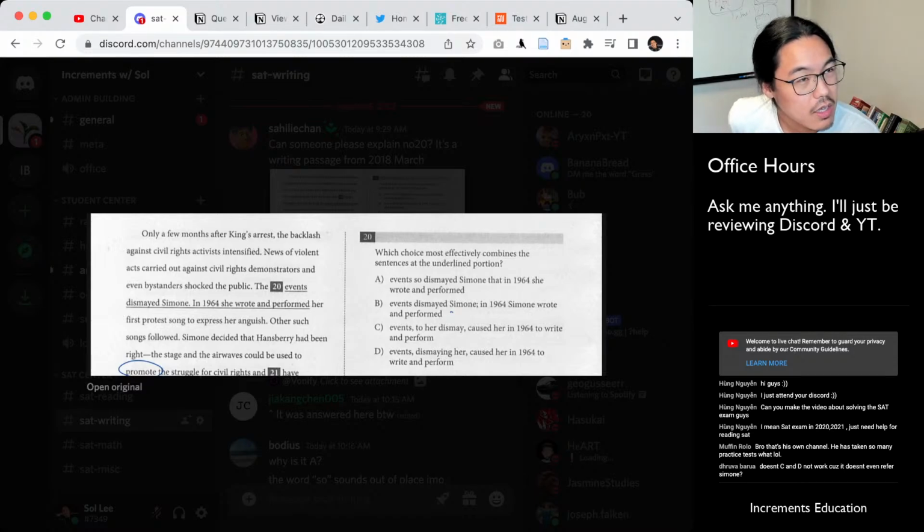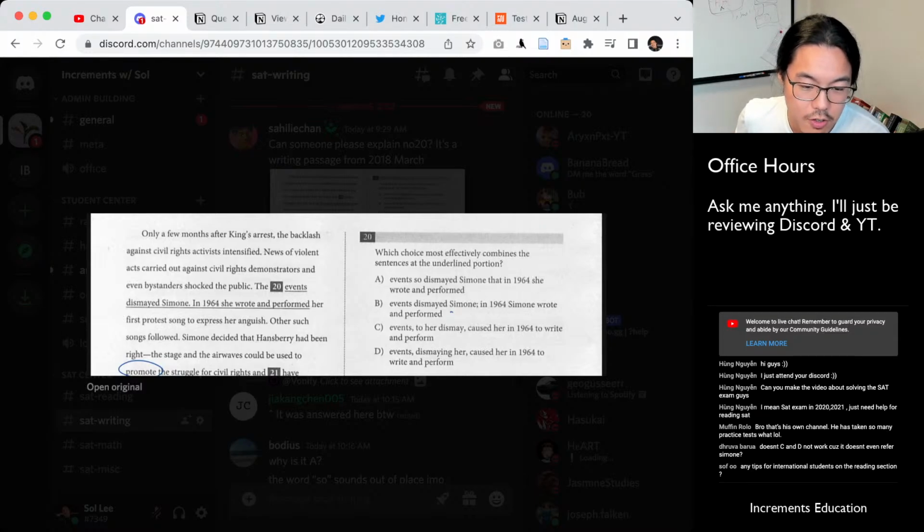So, if anything, now that I think about it, instead of grammar and style, we could call that more of a vocabulary problem. Like, you don't use that word that way, okay? So D is closer than C, because the D, the D dismaying her, at least logically makes sense. The events dismaying her caused her in 1964 to write and perform, but that is still awkward because it still says that the events caused her to write and perform, which is not a good way to use that word cause. She's not like a little gear in a clock. She's a person.